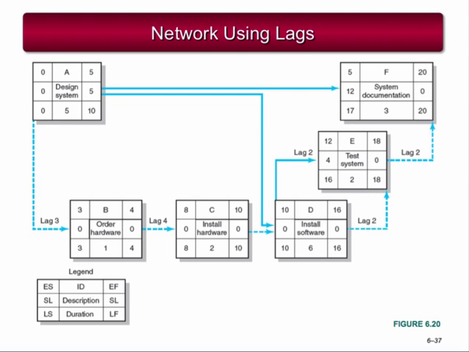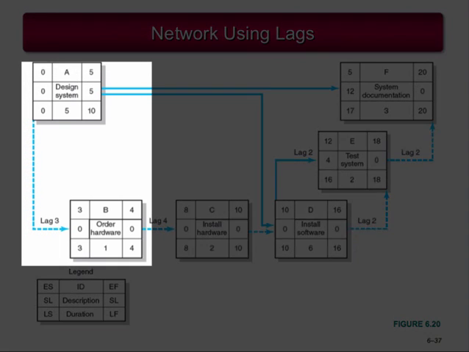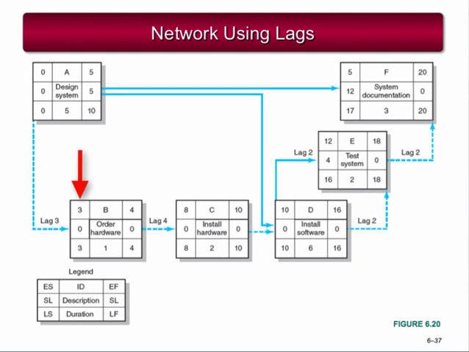With the information we've just covered, we can tie in the network diagrams with lags. This is what this image represents. Hardware order depends upon the design of the system, start to start. 3 days into the design of the system, activity A, it is possible to order the required hardware, activity B. It takes 4 days after the order is placed, activity B, for the hardware to arrive so it can begin to be installed, activity C.